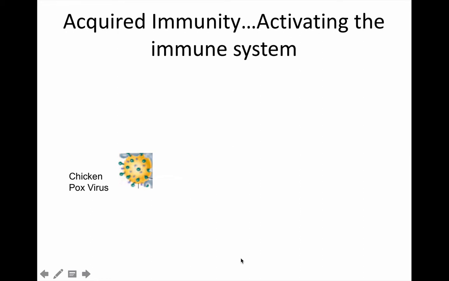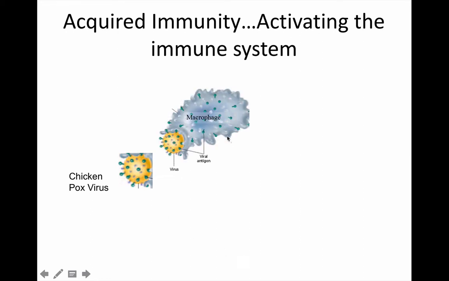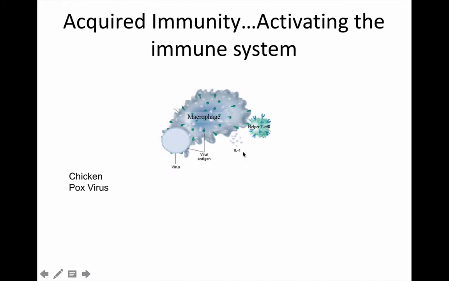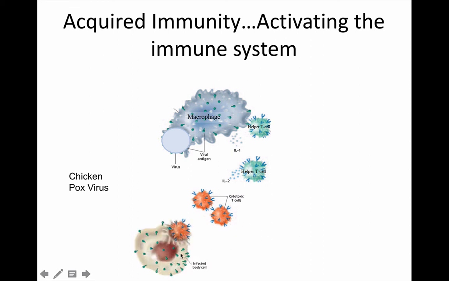All right, so quick review. Pathogen enters, macrophage is going to engulf it and break it apart using enzymes. Along comes a helper T cell, releases chemicals that activate other helper T cells. Helper T cells release a chemical that activates cytotoxic T cells against that specific bacteria or virus, and they hunt the body to find any cells that have already been destroyed by bacteria or viruses.